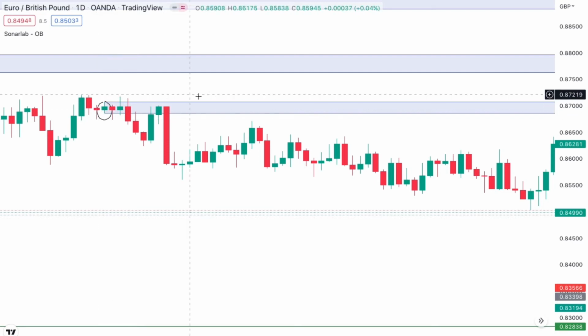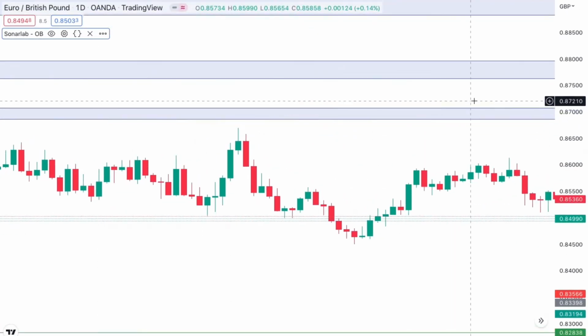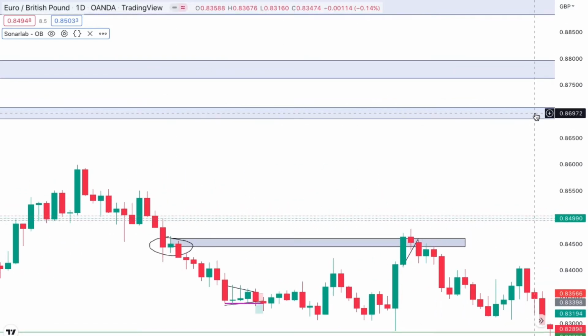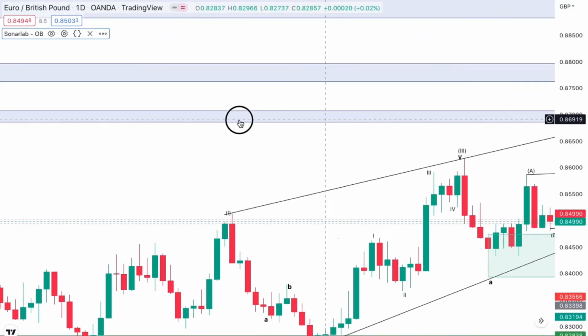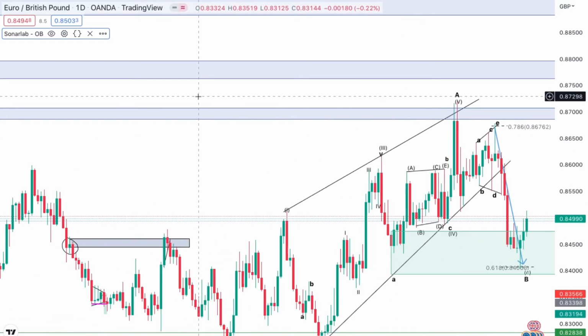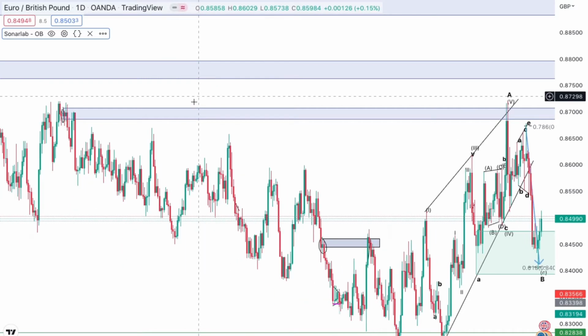So it marked this zone for me, as you can see, and the zone came up to this side. When you swipe to your right, you can see the zone went up to this side until price came back to this same zone, bounced off, and went back down. So this is what I'm going to teach you today.